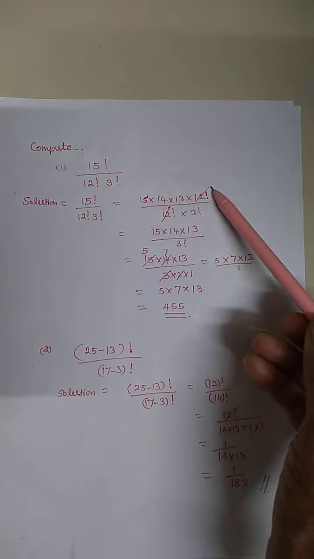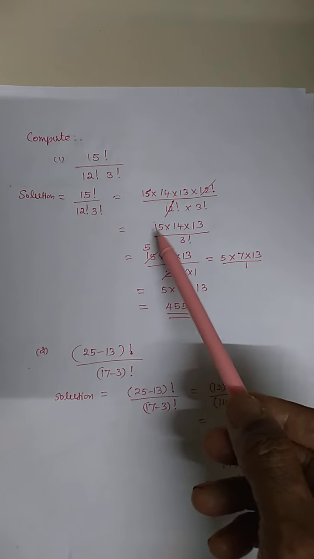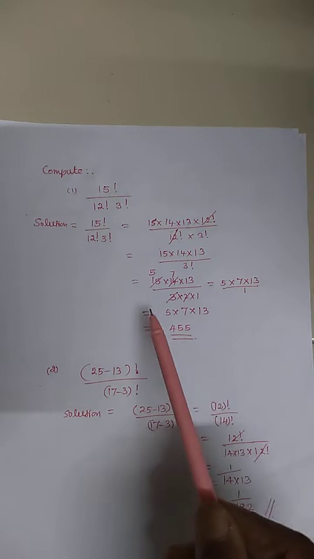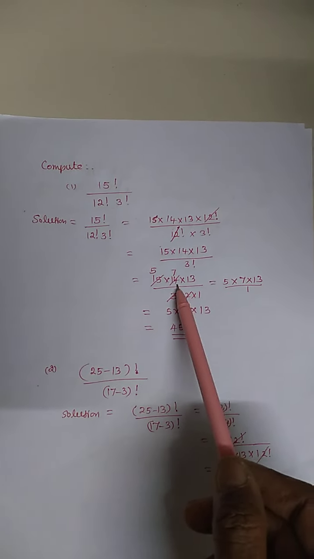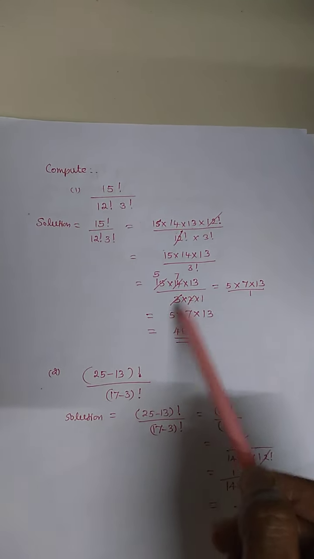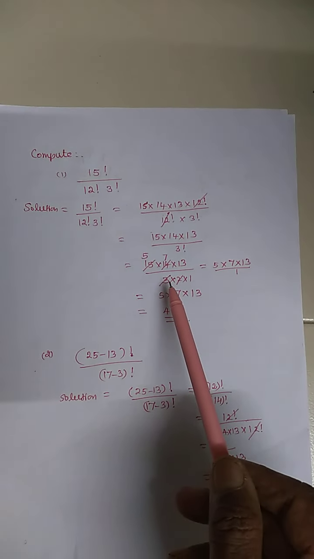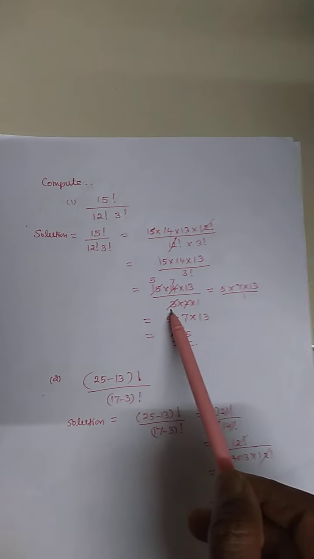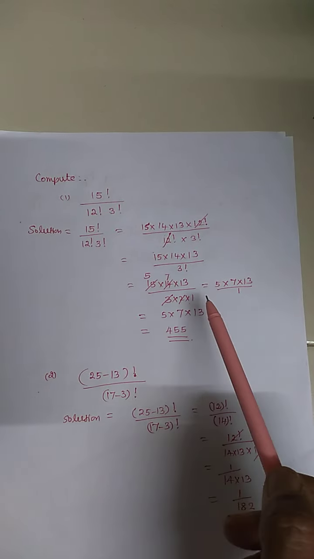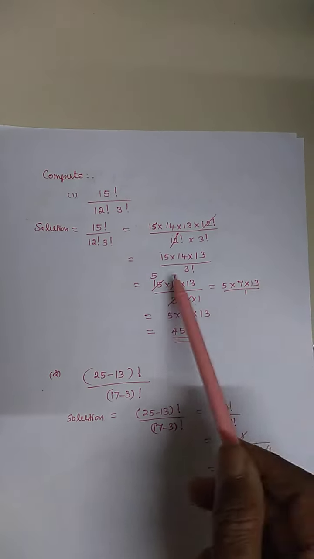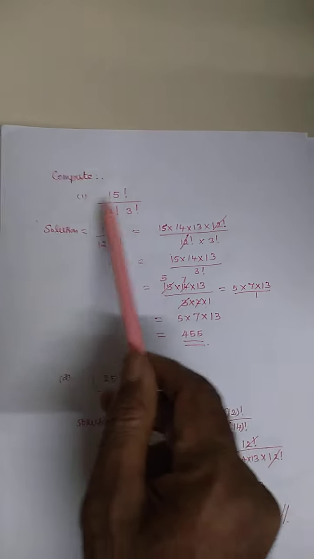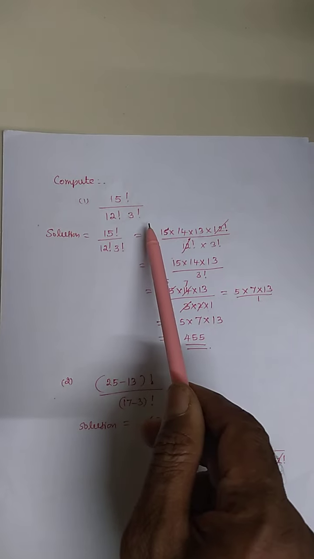So 12 factorial, 12 factorial cancelled, and 15 into 14 into 13 is the numerator and 3 factorial in the denominator. So we will expand 3 factorial to 3 into 2 into 1. So 3 fives are 15, this 3 cancelled, and 7 twos are 14. So in the numerator 5 into 7 into 13, in the denominator 1. So 5 into 7 into 13 is equal to 455, which is the answer for 15 factorial divided by 12 factorial into 3 factorial.